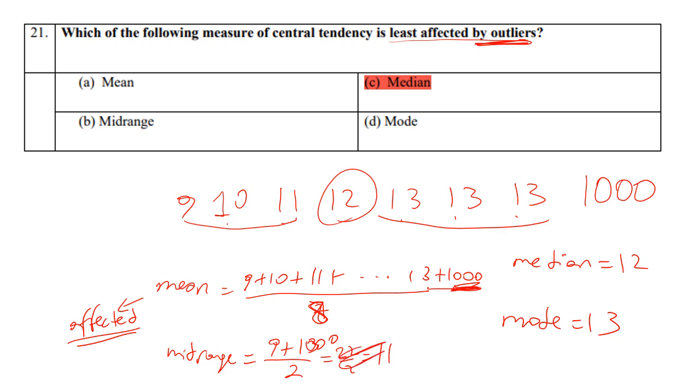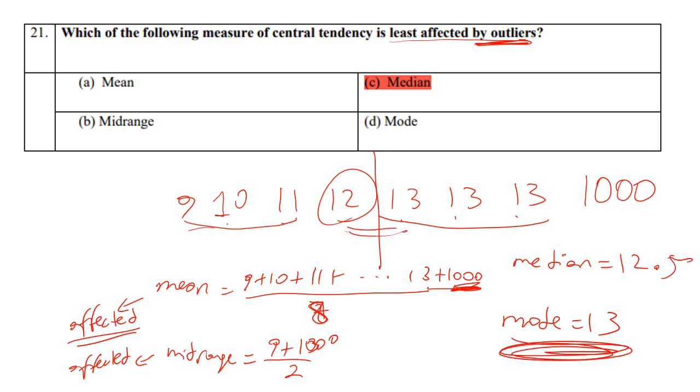You know, this will change, so it's affected. Now the median will change, so it will go up to here. This will be 12.5. But when you look at the mode, it doesn't change. So the least affected is the mode.